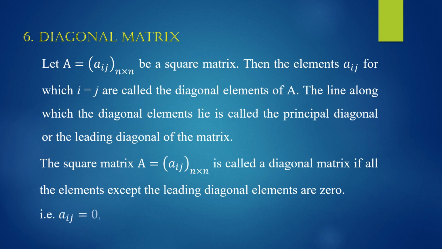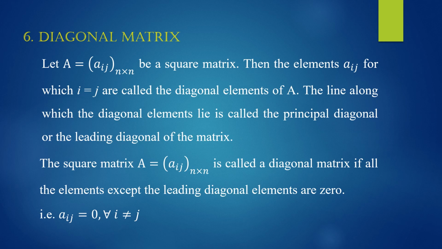That is, aij is equal to 0 for all i not equal to j. i not equal to j means the 1 2 element, 1 3 element, 1 4 element, 2 1 element, 2 3 element and so on, where i and j are unequal. Those elements must be 0 in a diagonal matrix.